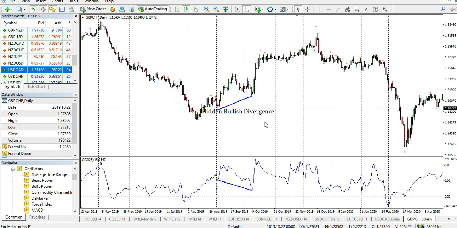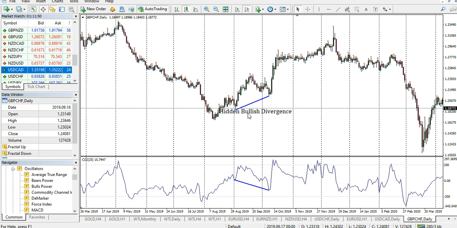You have hidden divergence when price is making higher lows, while the momentum is making lower lows. Hidden divergence is the continuation pattern. You're continuing in the current trend. So let's think about this, for instance. Let's focus on the hidden bullish divergence.